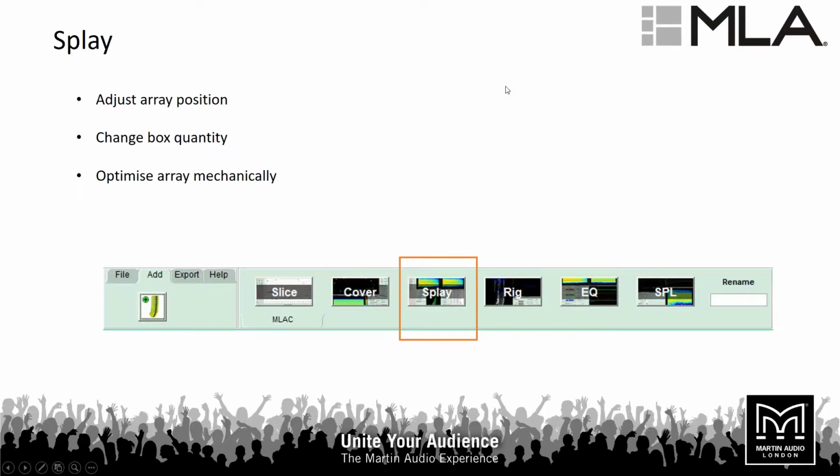So now we're on the display tab. In this tab, we're going to adjust array position if we want to. We can change box quantity depending on what the results are, and if we think that they are valid or that they're the best that we can do. And we're also going to optimize the array mechanically.